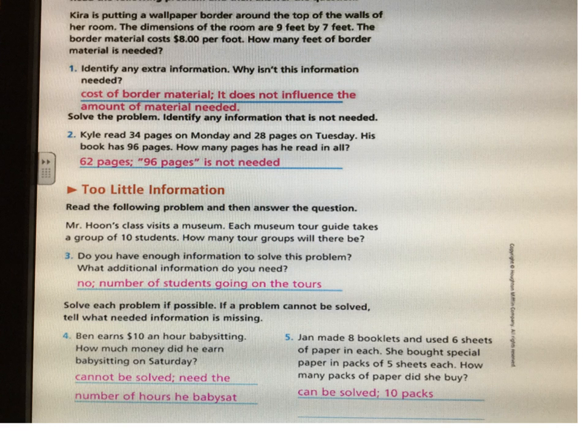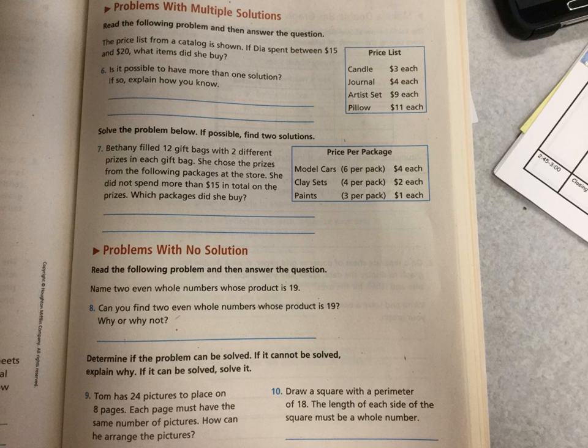If you said not enough information because it doesn't say, well, that one's kind of tricky. But you get the idea. All right, let's move on to page 145. Okay, page 145. Now we're talking about problems with multiple solutions. So let's look at number 6 together.